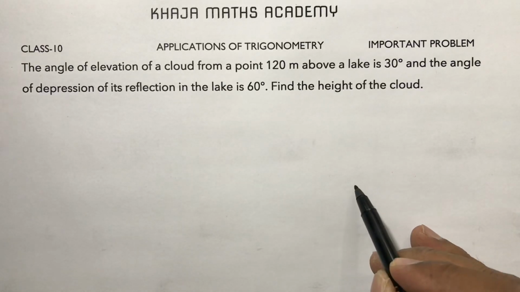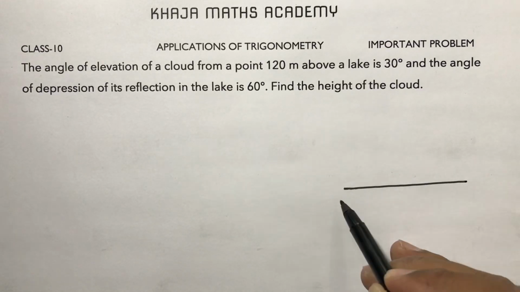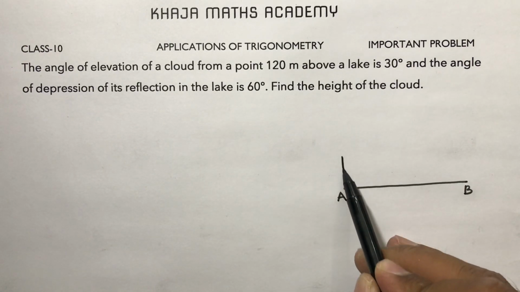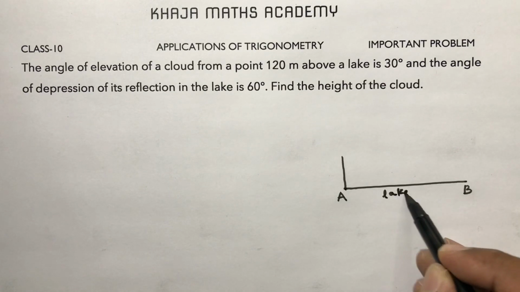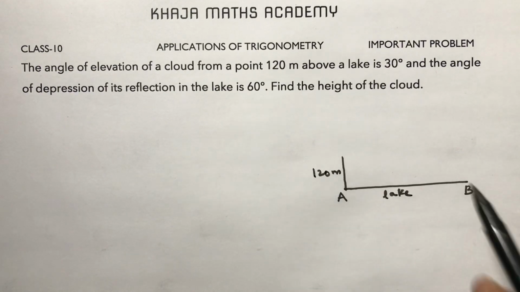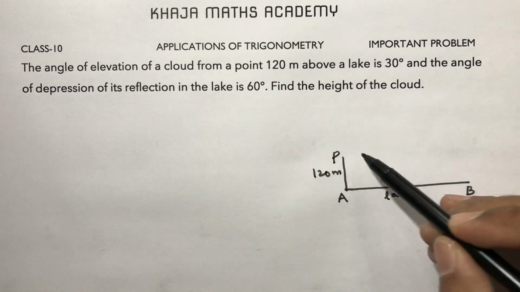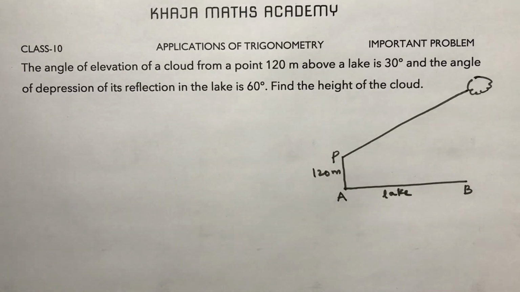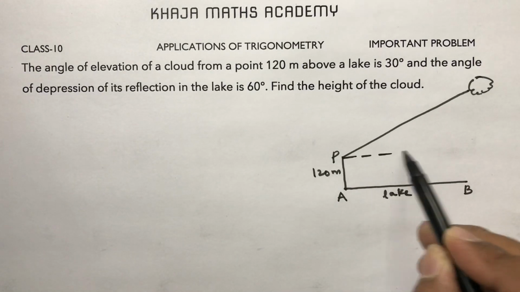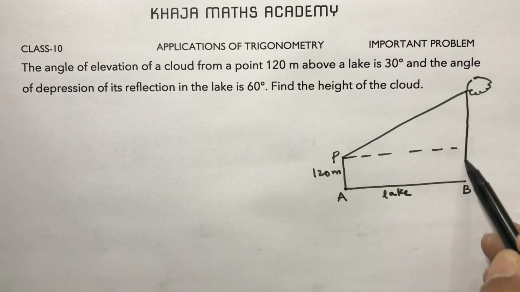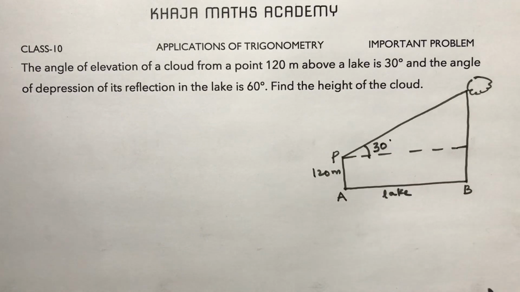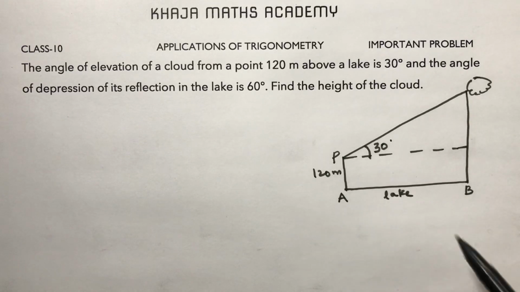So here I'll take a lake, A, B. Above a lake, this is the lake. Above the lake, 120 meters. From this point they are observing the cloud. So this is the cloud. The angle of elevation of the cloud from this point is 30 degrees. The angle of depression of its image, its reflection in the lake, is 60 degrees.